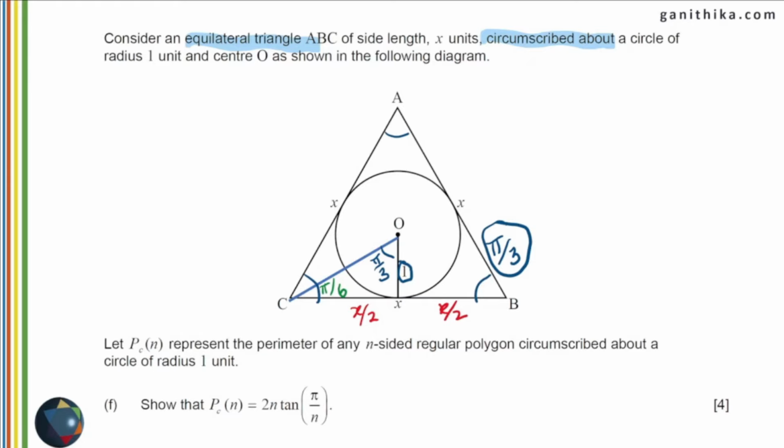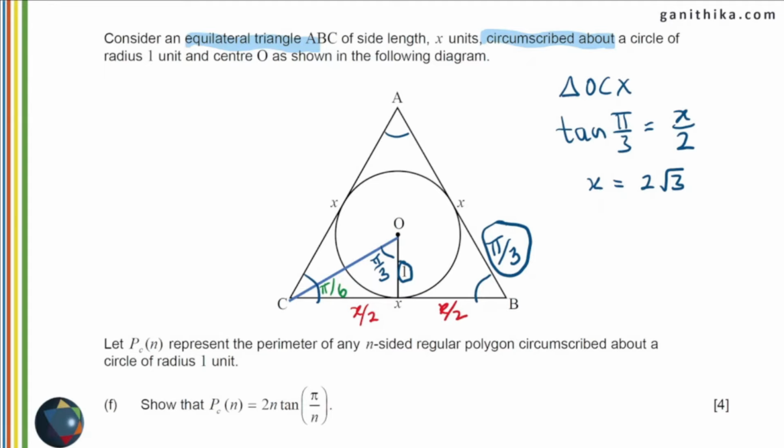And if you use pi over 3, then you get the expression tan pi over 3 is equal to x over 2, in which case x is equal to 2 square root of 3. So we found the value of x as 2 square root of 3. From here we can find the perimeter of the triangle, which is 3x, which gives you 6 square root of 3, which is not the question here. We just need to know how to find the x value in case of a circumscribed polygon.